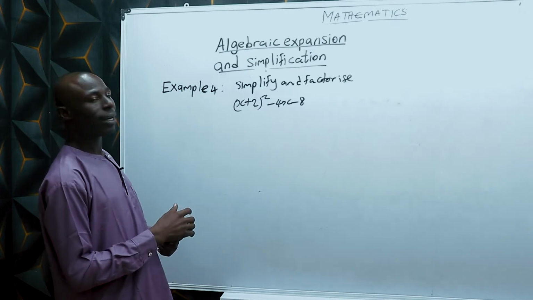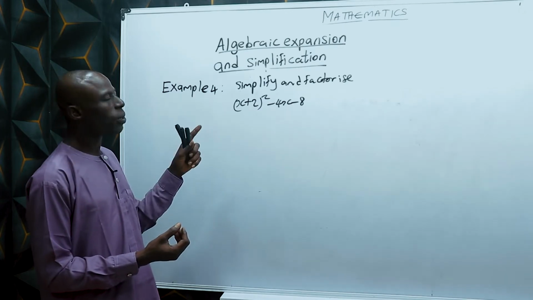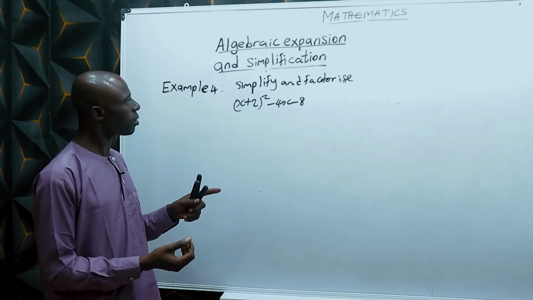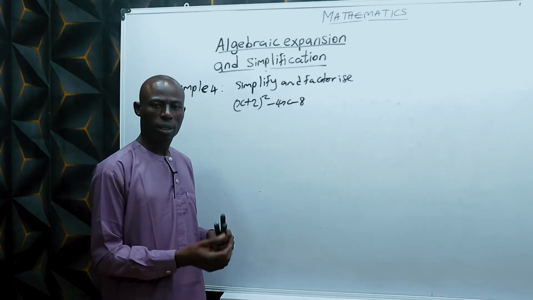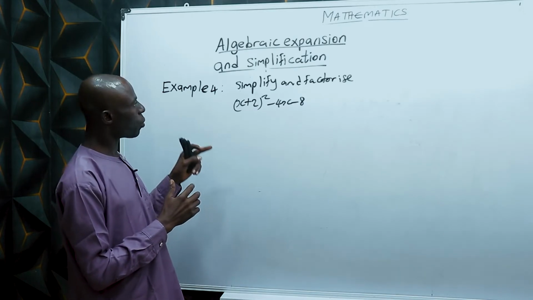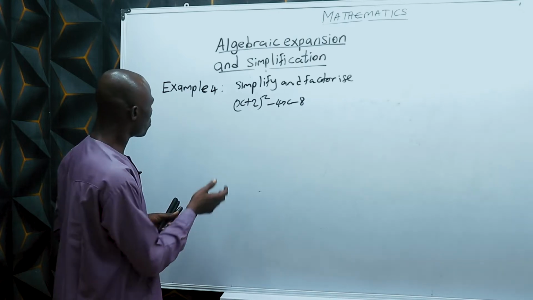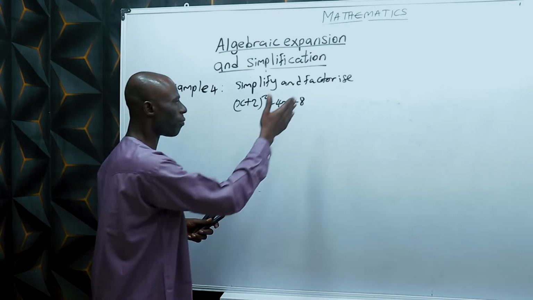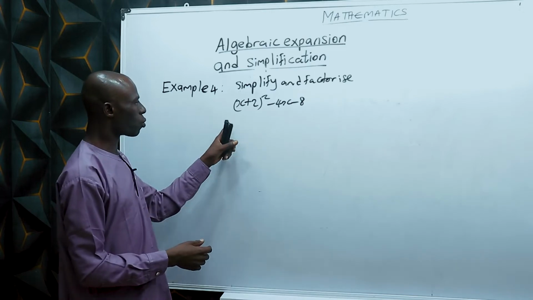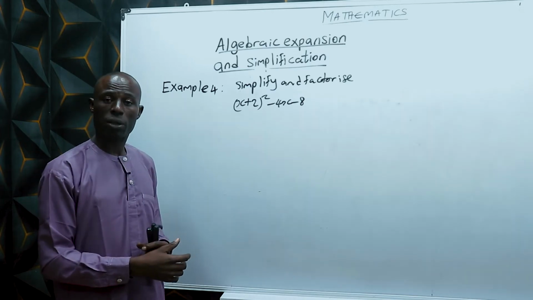Example 4. We are dealing with algebraic expansion and simplification. Now, this example 4 deals with the simplification aspect of it. So, simplify and factorize x plus 2 in bracket all squared minus 4x minus 8.